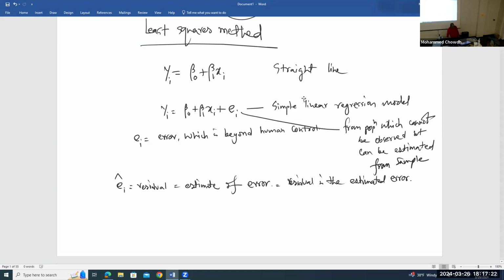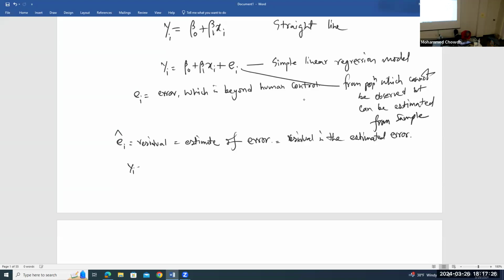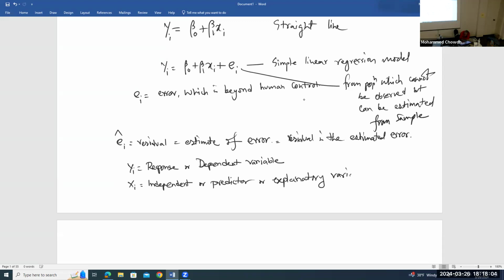Okay. So now for this equation, what is yi? Yi is the response or dependent variable. Xi equal to what? Independent variable, or predictor, or explanatory variable, or simply called the regressors.